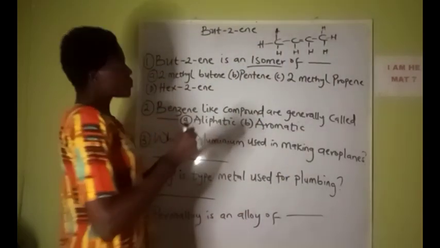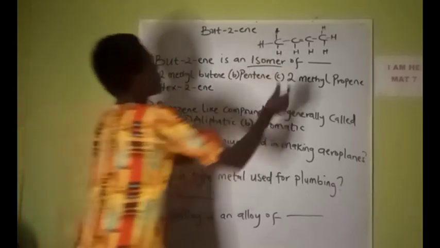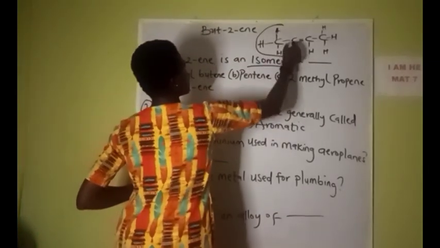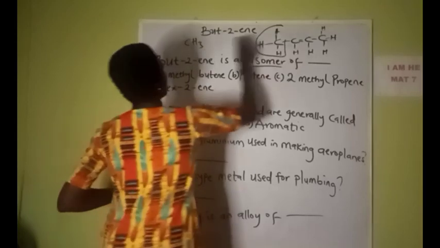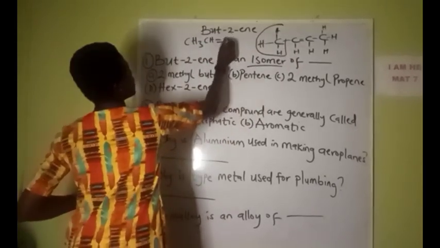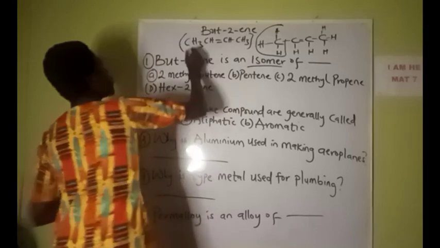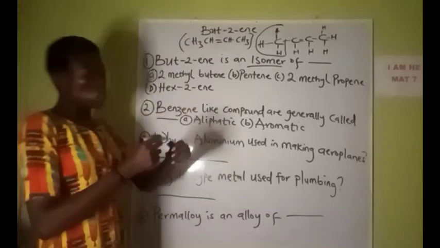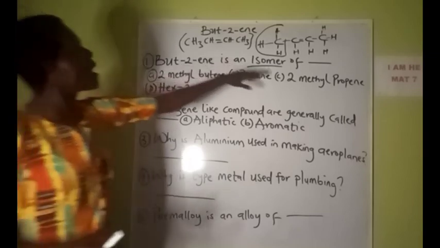So if we were to write the condensed formula of this IUPAC name, the first here will be CH3, then CH, double bond, CH, then CH3. So this is the condensed formula of but-2-ene. Now they're asking you for an isomer of this but-2-ene.